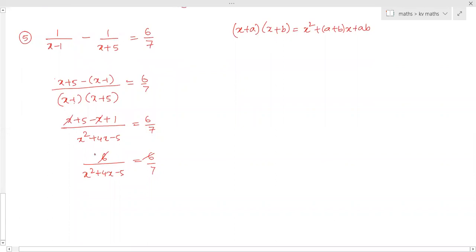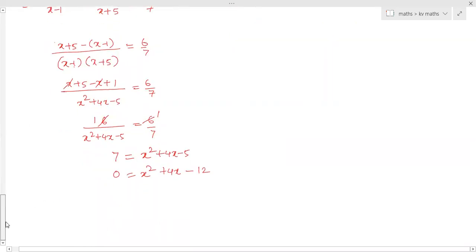Now cross multiply, 1 is left out. When you cross multiply, 7 is equal to x square plus 4x minus 5. So 0 is equal to x square plus 4x minus 12. Now we got a quadratic equation, a trinomial, solved by middle term splitting. The product needed is minus 12 and the difference needed is 4. So what are the two terms?